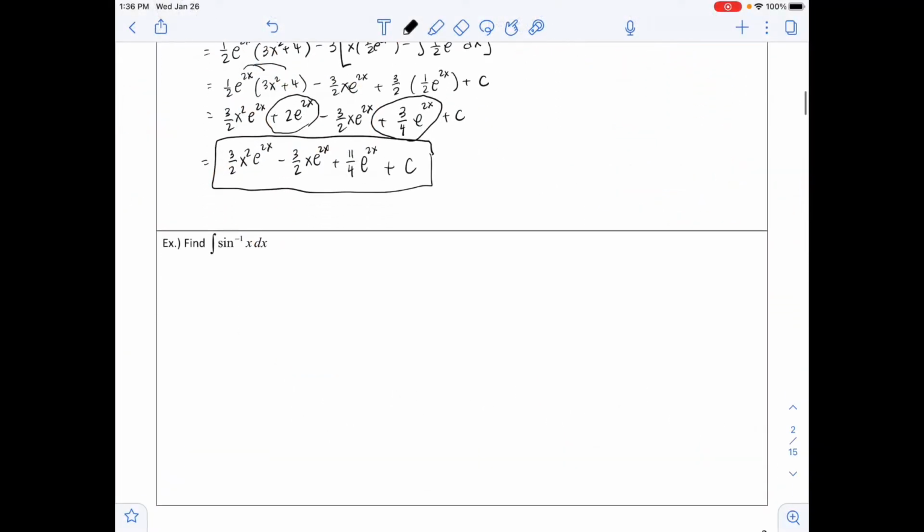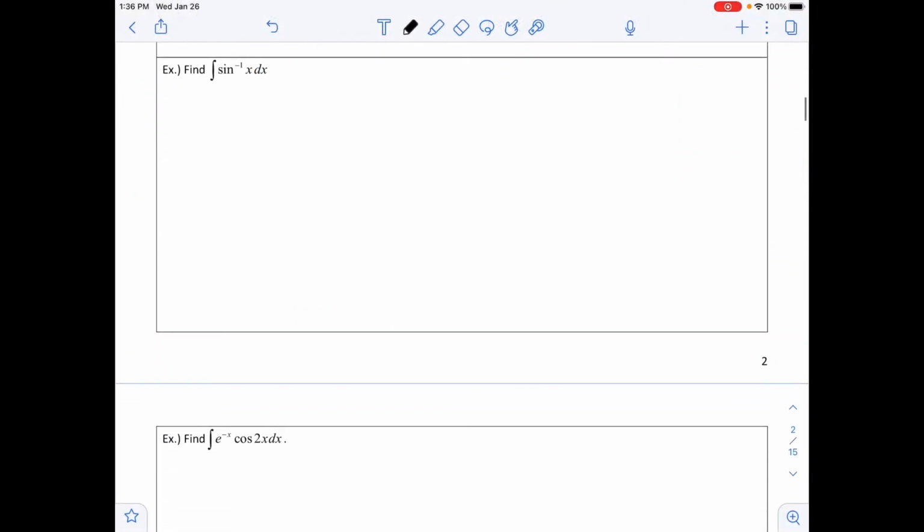So the next example that we have says find the integral of sine inverse of x. So we cannot integrate this, and this problem doesn't have much to it. So using u substitution would definitely not work. So I'm going to try integration by parts.